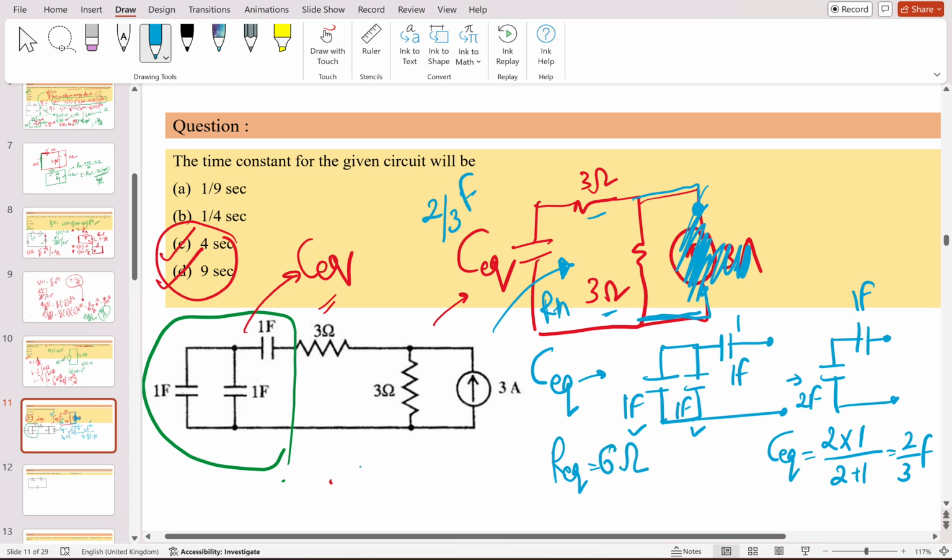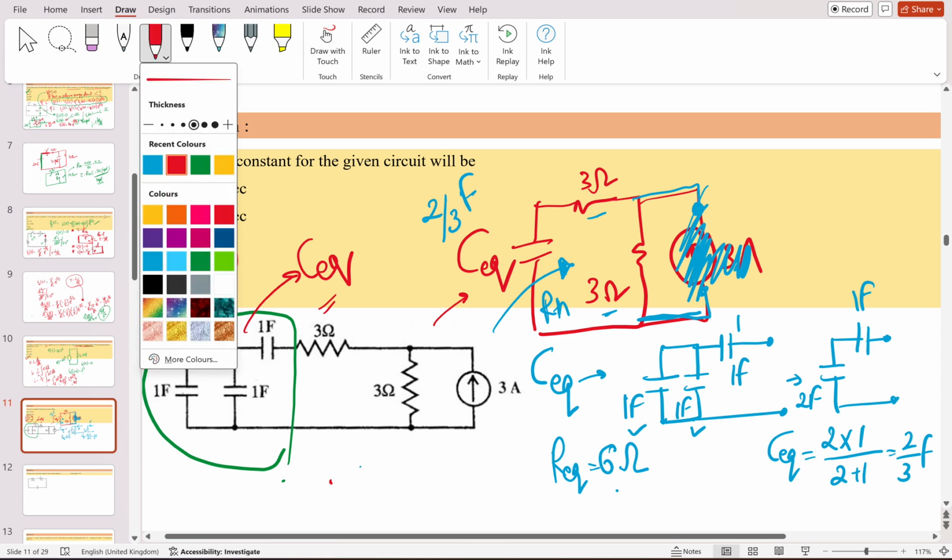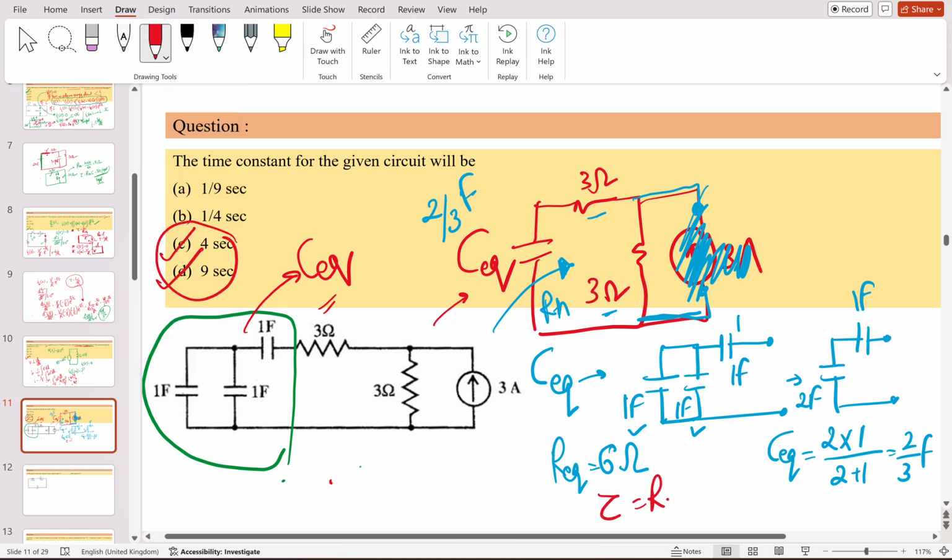Now, how to find out the value of tau? Tau will be simply equal to RTH multiplied by C equivalent. What is our value of RTH? That is 6 multiplied by the value of C equivalent, that is 2 by 3. It will come out to be 4 seconds.